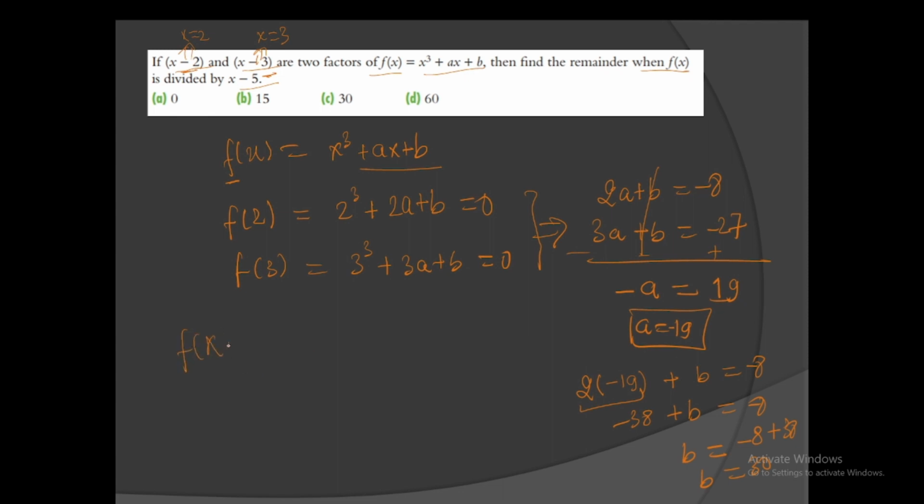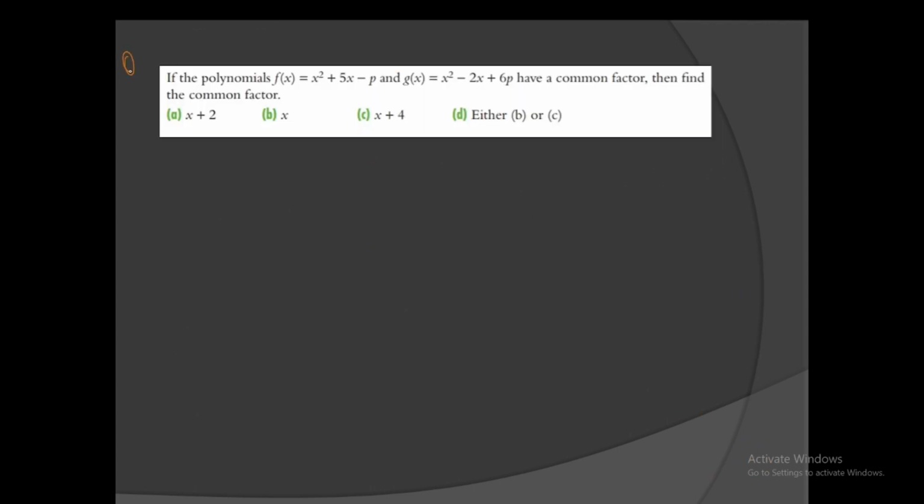So our f of x is how much? It is x cube minus 19x plus 30. We need to find the remainder when it is divided by x minus 5. So we will put the value of x equal to 5 in the polynomial f of x so that we get the remainder. So putting the value of x equal to 5, this is 30 plus 30, 60. So we get the answer to be 60. Moving on to the next question.